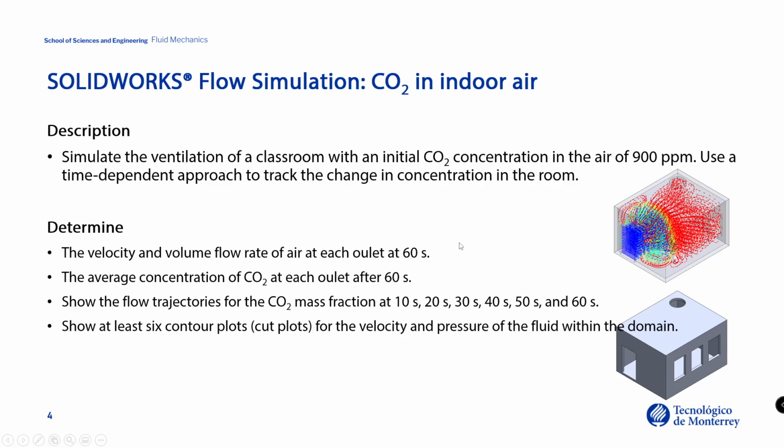What we are asked to determine here is the velocity and the volume flow rates of air at each outlet at 16 seconds after the start of the process, and we want to calculate the average concentration of CO2 at each outlet after the same period of time. Later we want to show the flow trajectories for the CO2 mass fraction at different times, and finally we want to show at least 6 contour plots or cut plots for the velocity and the pressure within the domain.